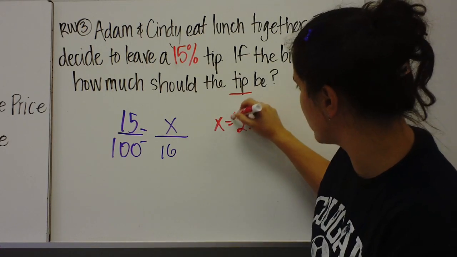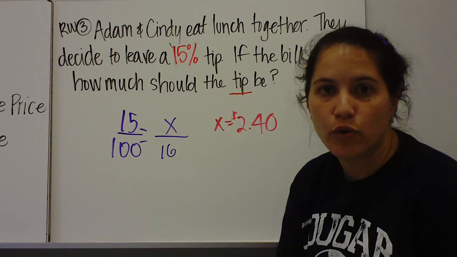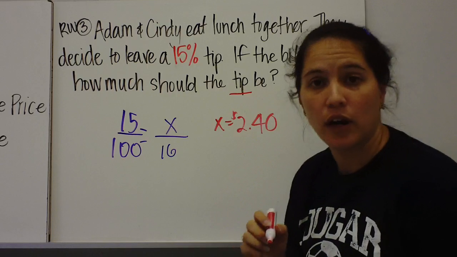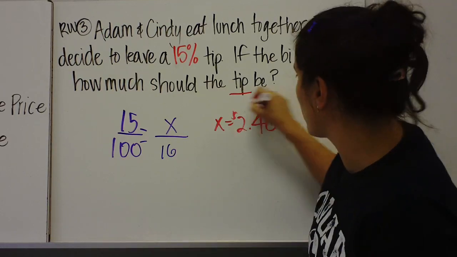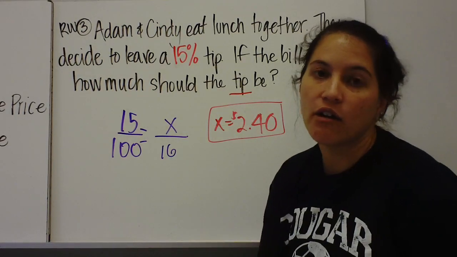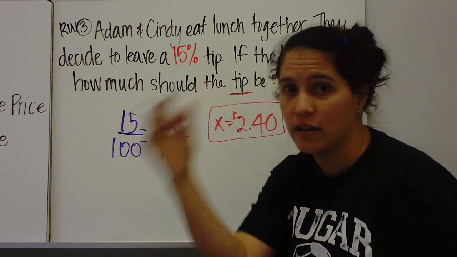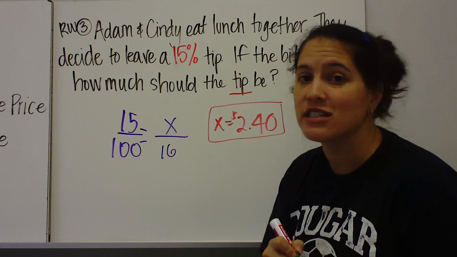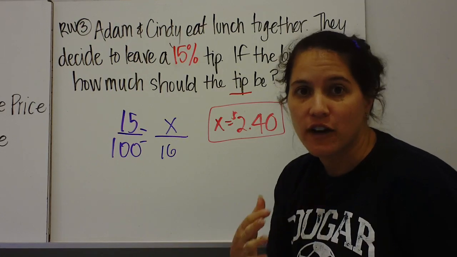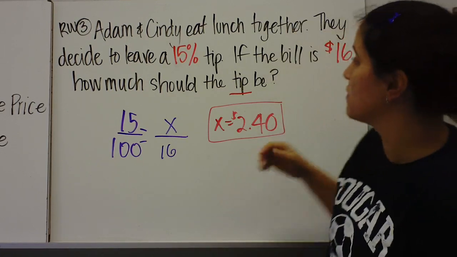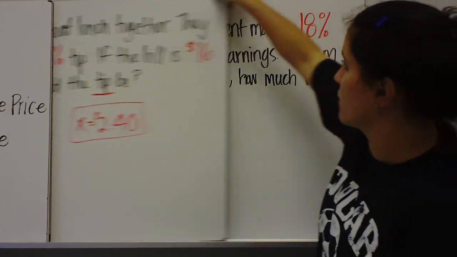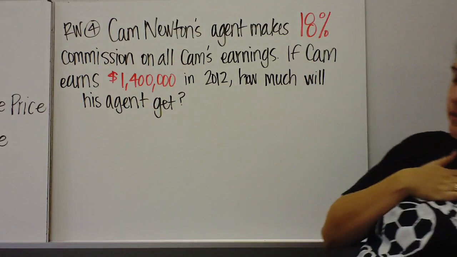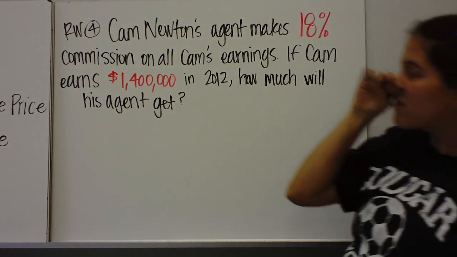Now if it's money, don't forget to add a 0. $2.40. So we ask ourselves, does that $2.40 represent the tip? Yes. So that would be our answer. Now if I asked you what your total would be, then you would have to add $2.40 plus 16. But the question's just asking for the tip. So you have to be very careful and make sure you read your questions. Okay, pause.